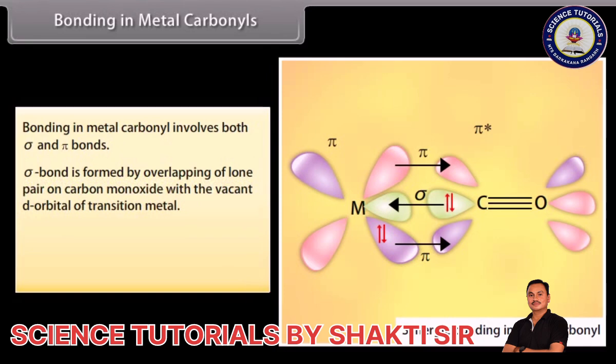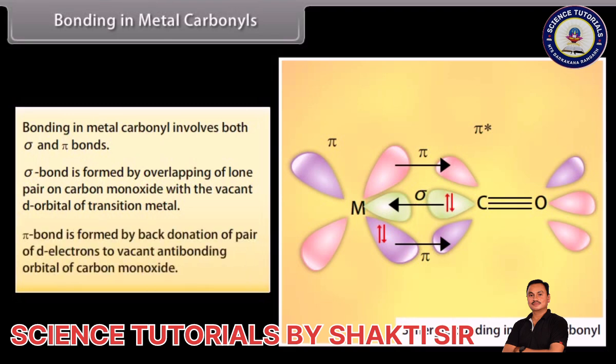The sigma bond is formed by overlapping of the lone pair on carbon monoxide with the vacant d orbital of the transition metal. The pi bond is formed by back donation of a pair of d electrons to the vacant anti-bonding orbital of carbon monoxide.